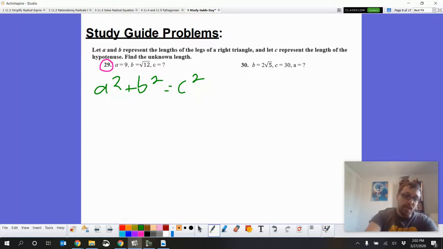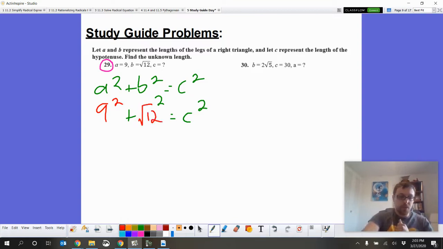So they told us what A is. A is 9, so I'll square that, plus whatever B is. They didn't tell us what C is. B is the square root of 12. So we want to square 9, that's 81. The square root of 12 squared, that square root and the square undo each other, so we're left with just the 12.